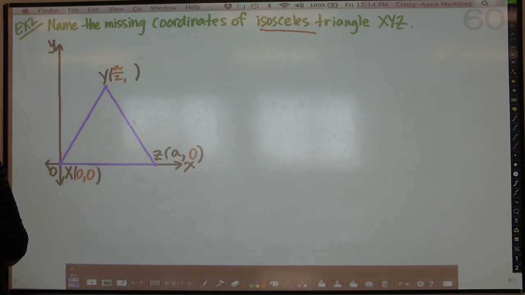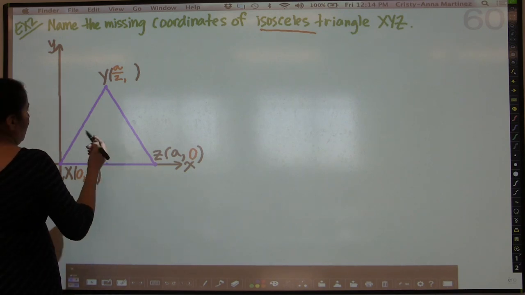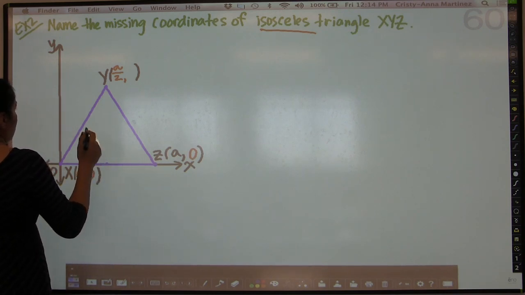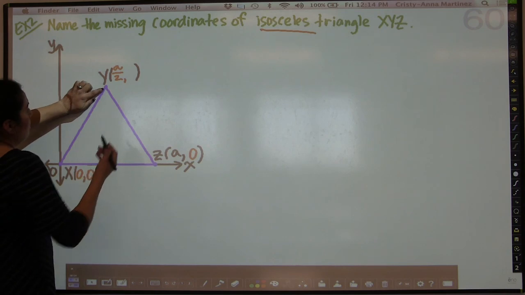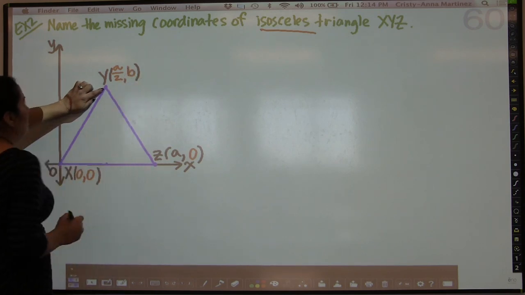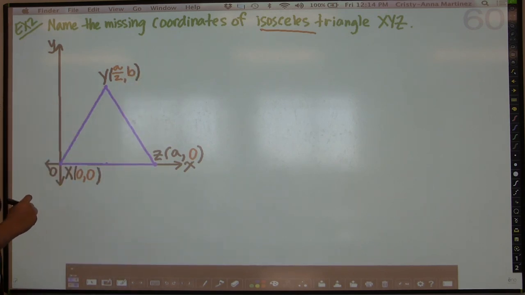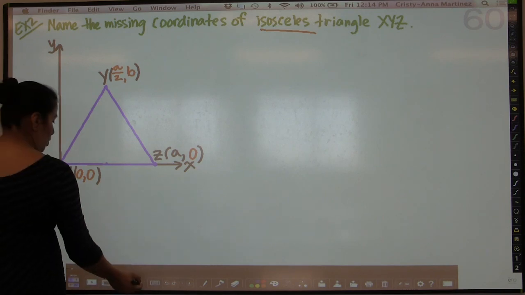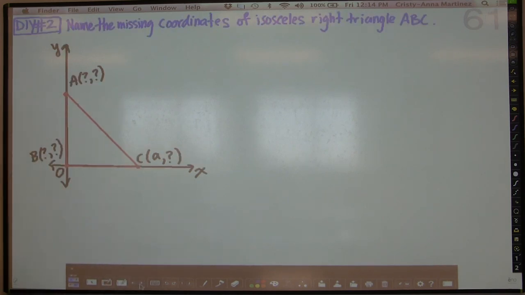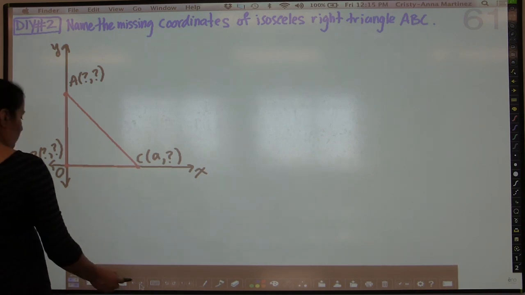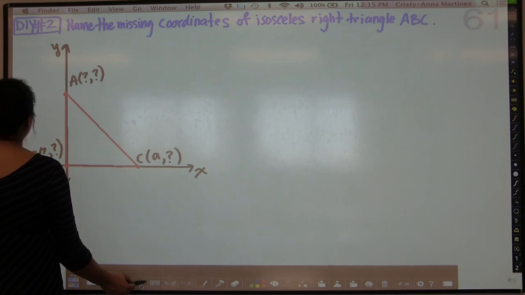Okay? And then for the y coordinate, since we don't really have any other indications how tall this is, we can just call that B. So there you go. We have given the missing coordinates of the isosceles triangle for this little guy. So now you are going to try to name the missing coordinates of this isosceles right triangle, and hopefully you'll have some luck with that. If not, I'll help you in class.